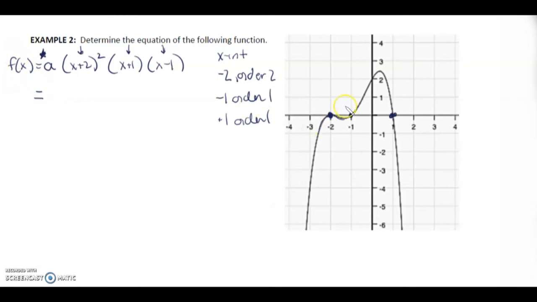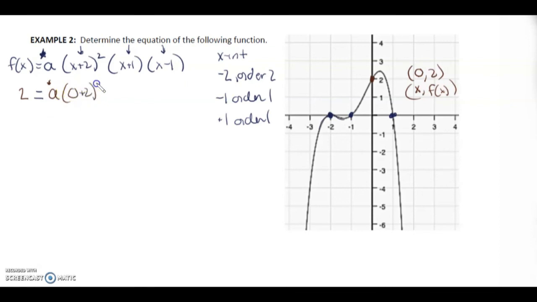Now, what we have to do is take a look on the graph for a specific y-intercept, or sorry, a specific point. I'm going to choose the y-intercept because it's nice and clear. So 0, 2. Again, we're going to sub in 0 for the x's and then 2 for the y, or instead of saying y, we should really say f at x. And then we're going to solve for the a value. So I'm going to go ahead and sub in 0, 2. So we have 2 equals a, and that's what we're looking for.